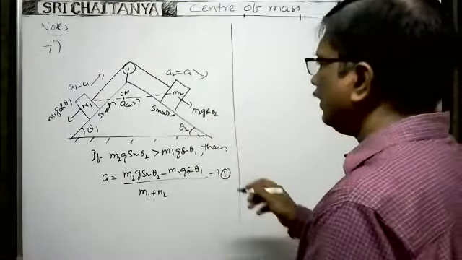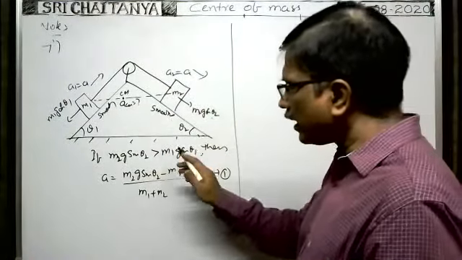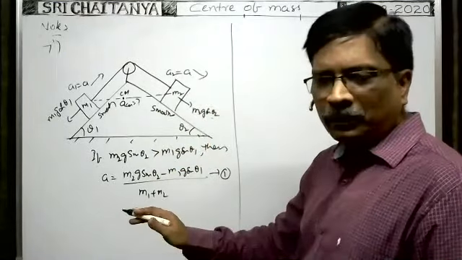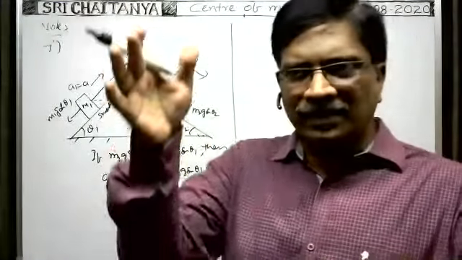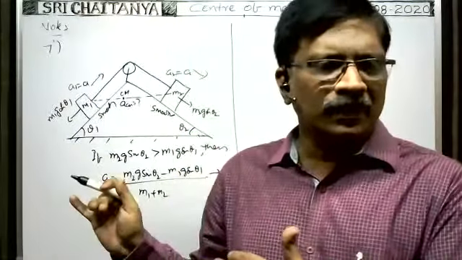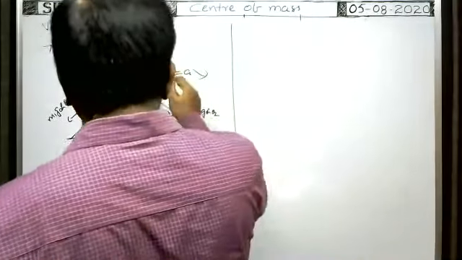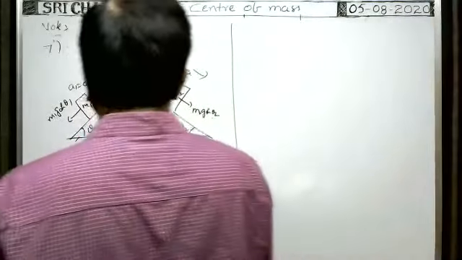Okay, you see, the acceleration of each block is this one in magnitude. But as in the previous case, the accelerations are not along the same straight line. One is upwards, one is downwards. They are in different directions. That's why we have to write these accelerations in vector form.